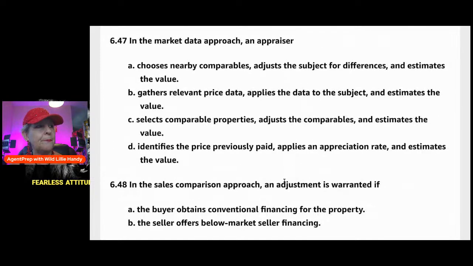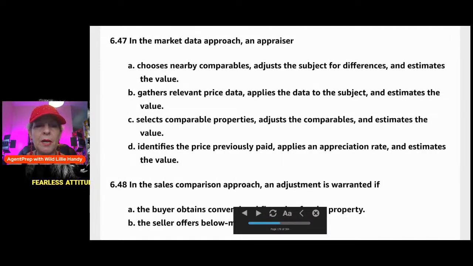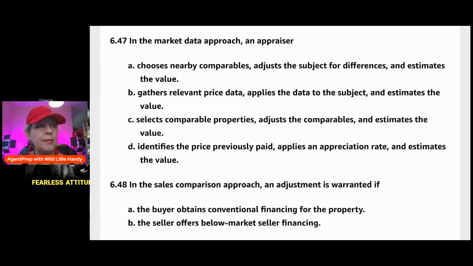All right, got it. Number 47. In the market data approach, an appraiser, market data approach, so comparables: A, chooses nearby comparables, adjusts the subject for differences, and estimates the value. B, gathers relevant price data, applies the data to the subject, and estimates the value. C, selects comparable properties, adjusts the comparables, and estimates the value. Or D, identifies the price previously paid, applies an appreciation rate, and estimates the value.